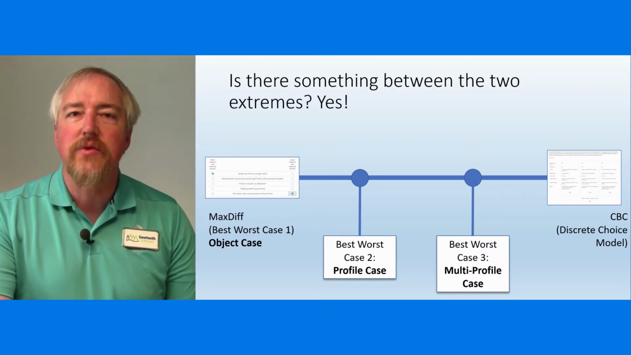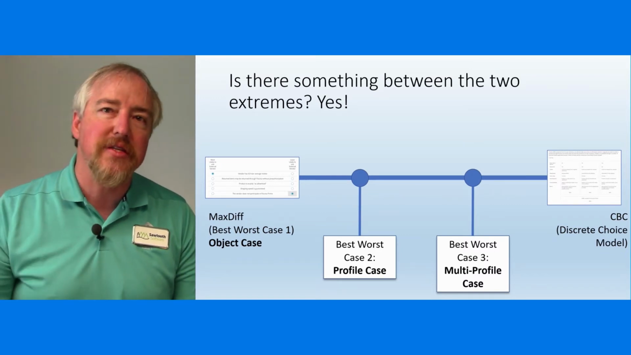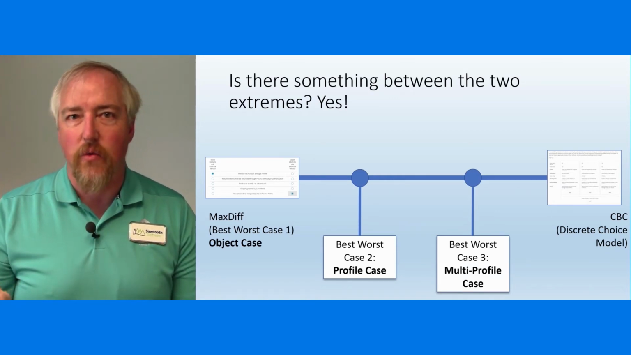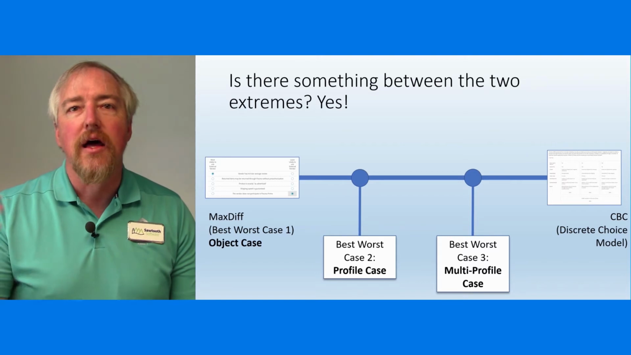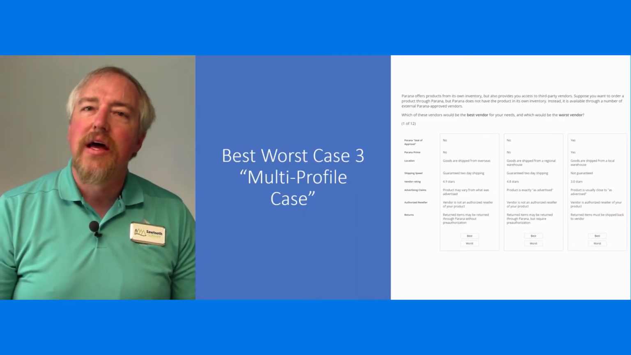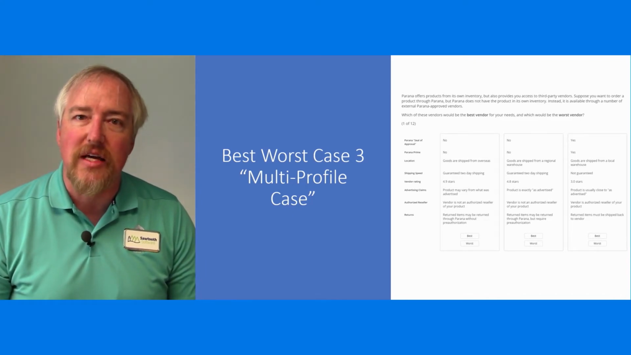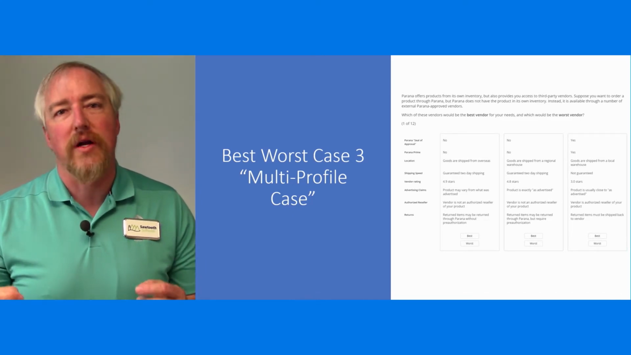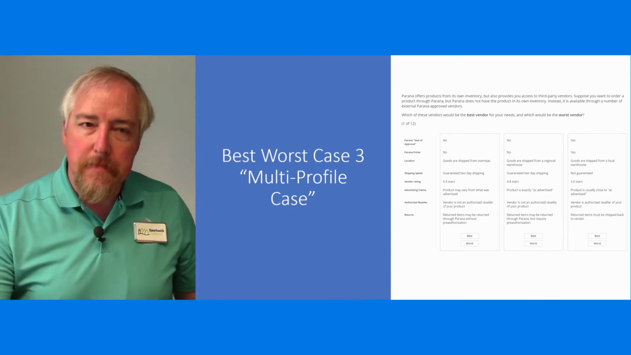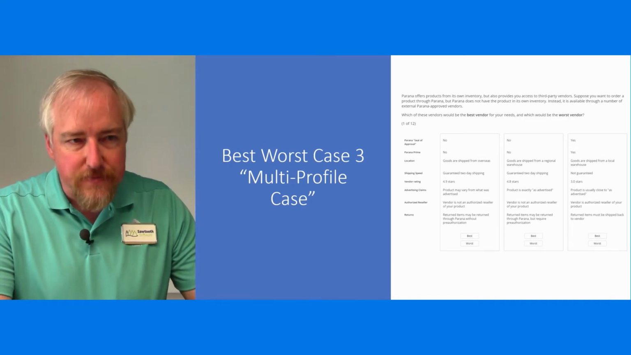All right, the other thing is called best worst case three. And best worst case three is called the multi-profile case because it's more similar to a CBC, but it's going to take advantage of the fact that we're getting a best answer and a worst answer, so we get more rich data, but in the CBC profile instead. And this one is going to look just like a CBC task, except that at the end, instead of just asking for their best, we're going to add a row and say, and also tell us which one's the worst thing. And this also adds advantages and disadvantages, and we'll talk about those here in a second.